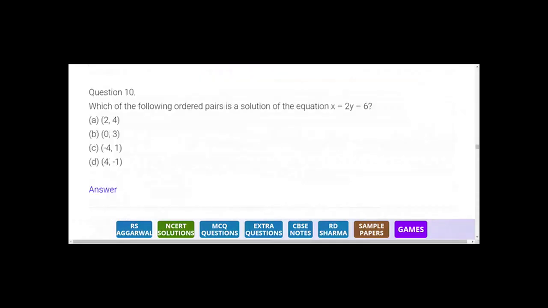Next question is for Naveen. Which of the following ordered pairs is the solution of the equation x minus 2y equal to 6? They have put minus 6. So many mistakes in this. X minus 2y equal to 6. What is your answer? Which is your answer? You take it as x minus 2y equal to 6.